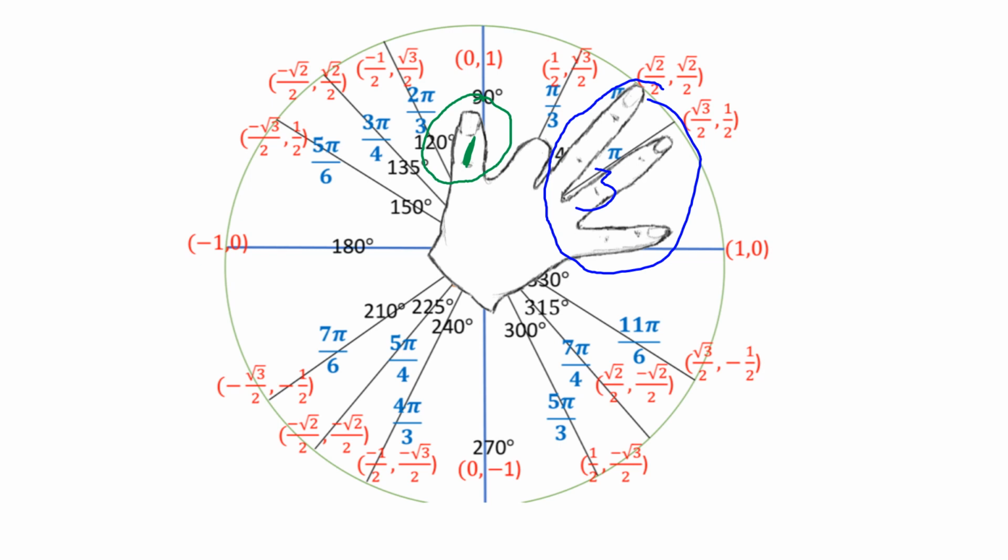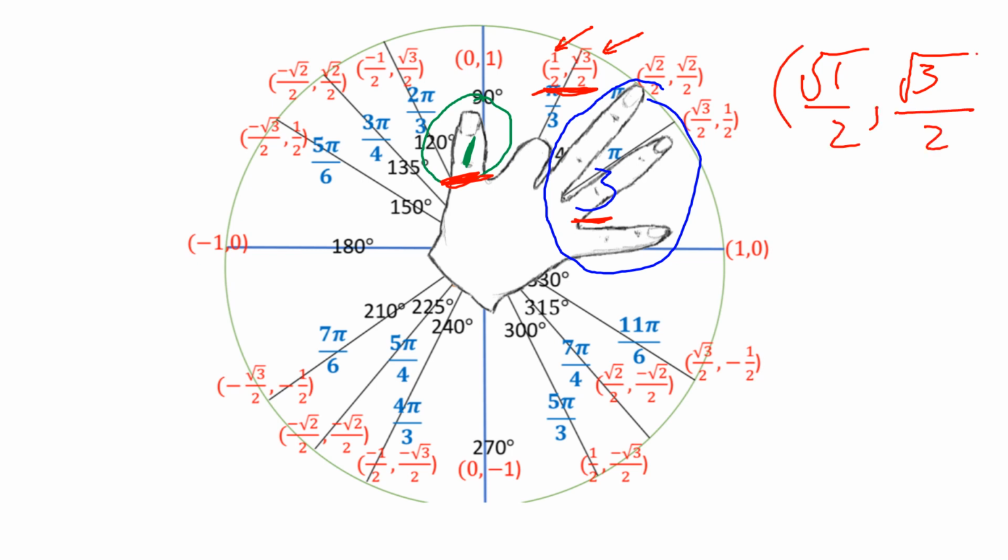If we look at the ordered pair for pi over 3, what do we notice? So here's the ordered pair right here. Specifically, let's look at the numerator. So we have 1 here and square root of 3 here. So basically, we can just take what we have, the 1 and the 3, put a square root over it, put it under 2, or put 2 underneath it, and then we'll know what our ordered pair is at pi over 3.